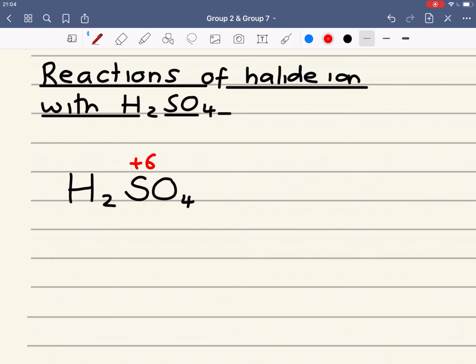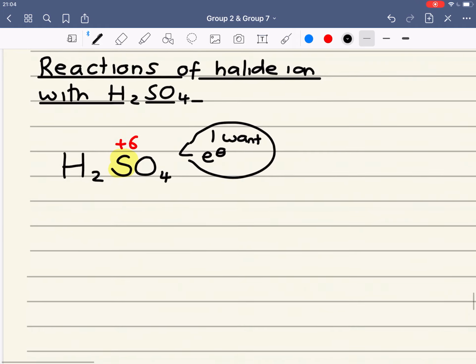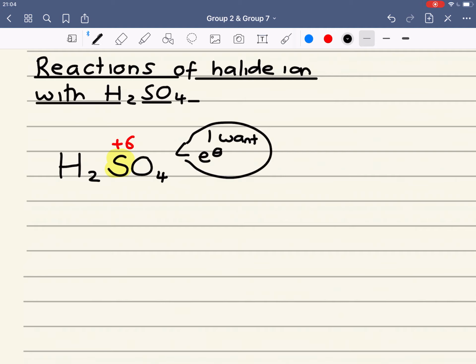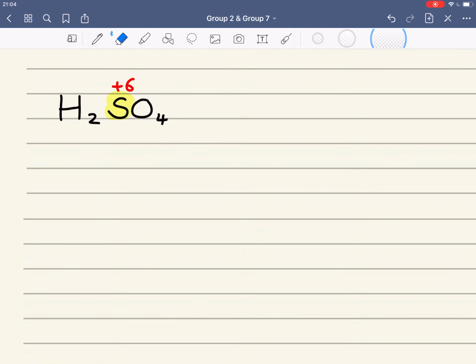Any species which contains an atom with a high oxidation state, such as this sulfur here, has the potential to act as an oxidizing agent, the potential to gain electrons and make this oxidation number go down. So this sulfuric acid, if it could talk, would be saying, I want electrons. And it's going to want to get those electrons off these halide ions. The question is, which halide ions is it going to get the electrons off? It's a fight for the electrons.